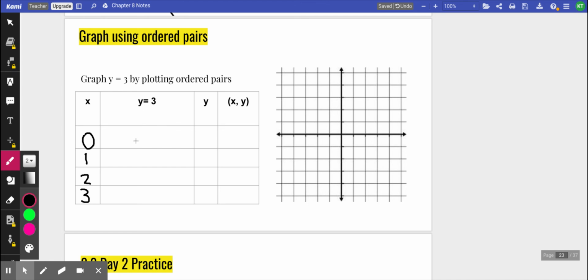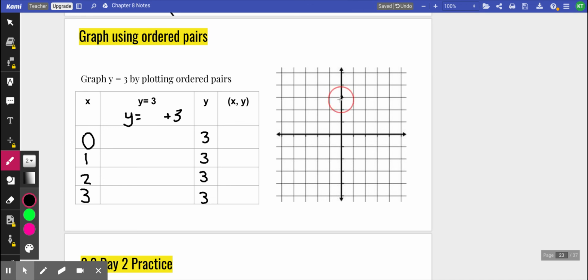Y equals 3. So you can see that there's no x value in there, and that's the same as saying there's no x, there's a positive 3. 0 times anything is just going to be 0. So that's why x is not even in the equation, because it doesn't have any effect on it. No matter what you plug in, it's telling you that y equals 3.